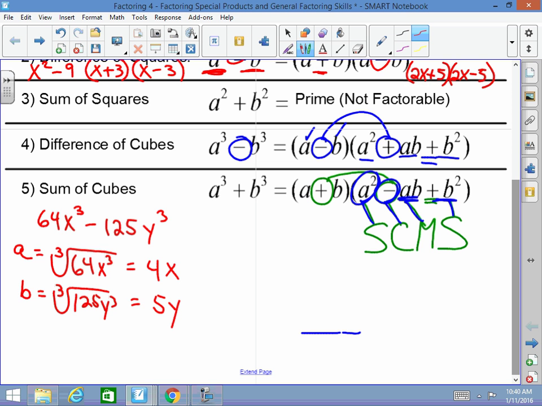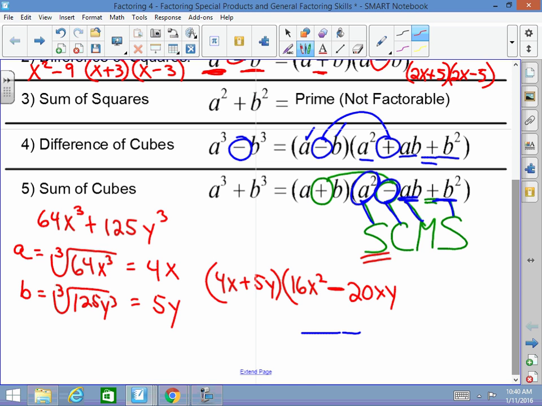Excellent. 5y. Now that I have my a and my b, I simply follow the formula. Actually, I should have done this plus. Let's do a sum of cubes. A plus b times a squared, that's my S for SCHISMS, square the first term. C for SCHISMS, change signs, so I go from plus to minus. M for SCHISMS, multiply the first and the second term. Multiply A and B.